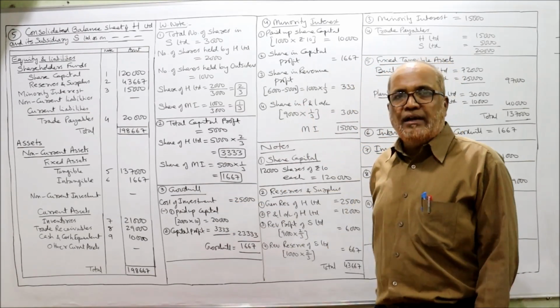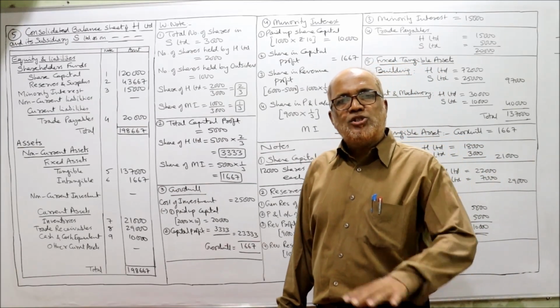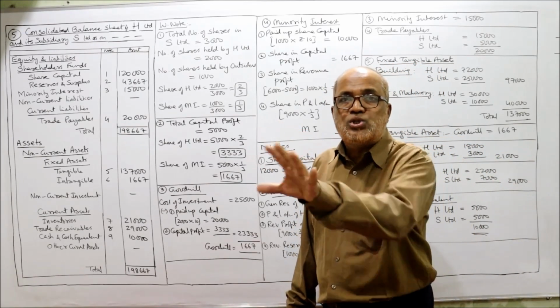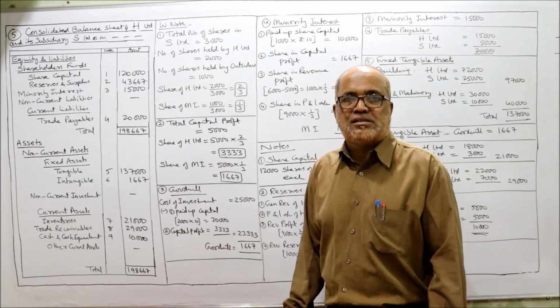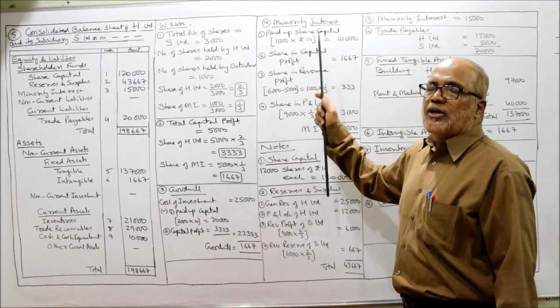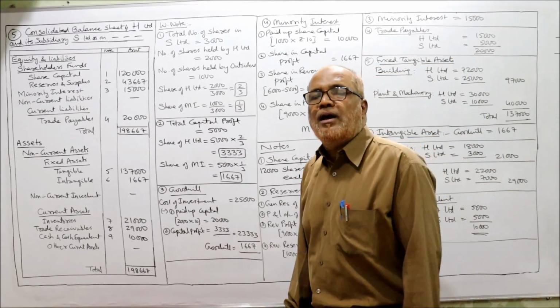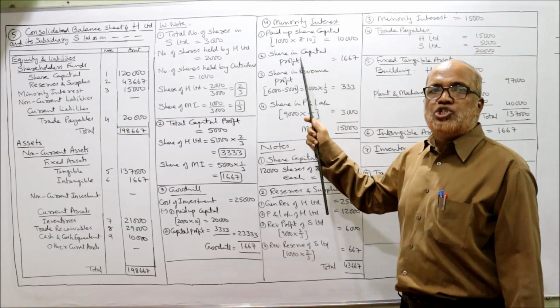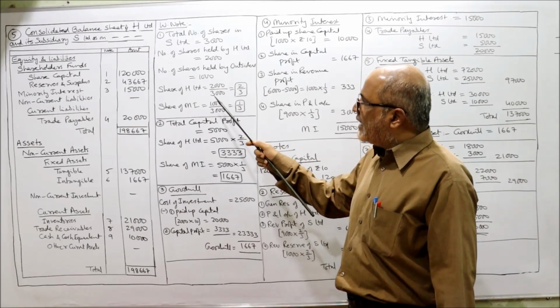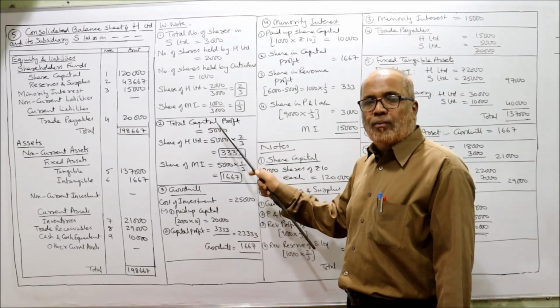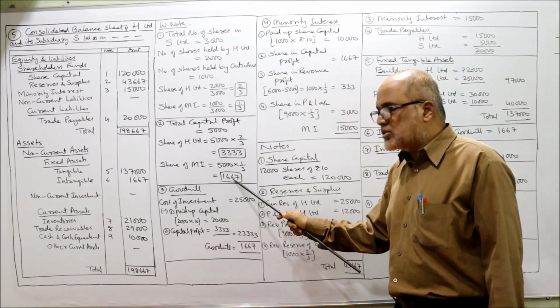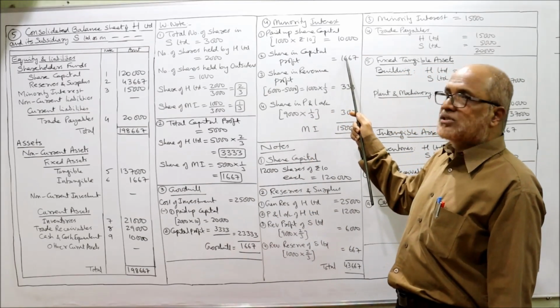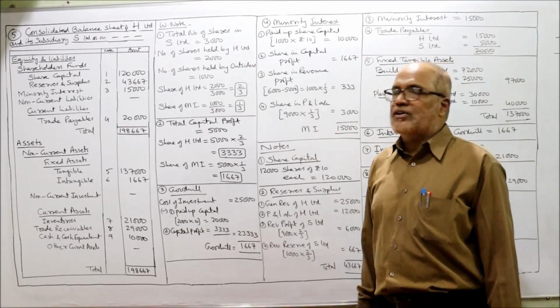Now minority interest. Minority interest means the total stake of outsiders in the business. So how much? Paid up share capital, how many shares are held by outsiders? 1,000. So 1,000 into 10, 10,000 rupees. Share in capital profit, already we have calculated. How much share of minority interest? 1,667. Then share in revenue profit.